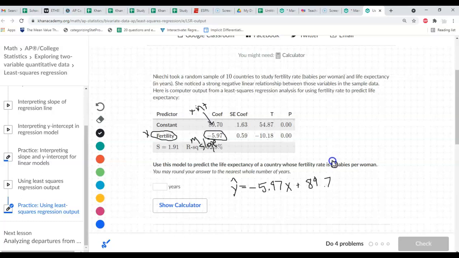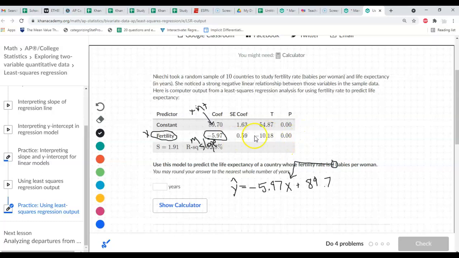So what do I do with that 2? Stick it in right there for x. Calculate it, see what you get. Is that fair enough? Alright, so let's start working on the sheet I gave you too.